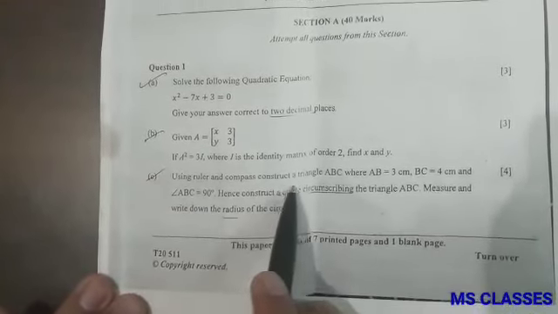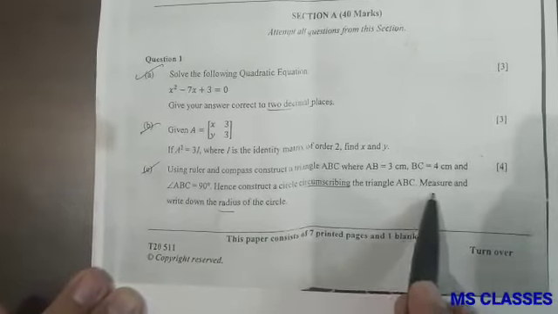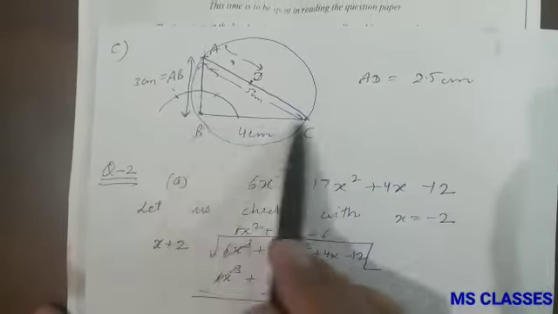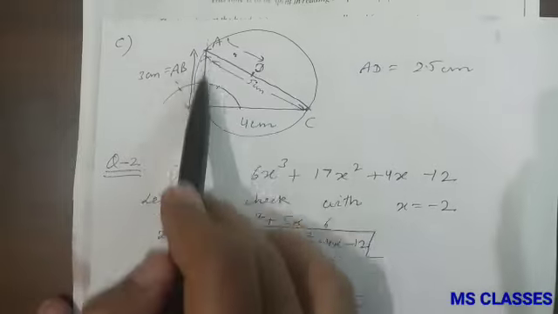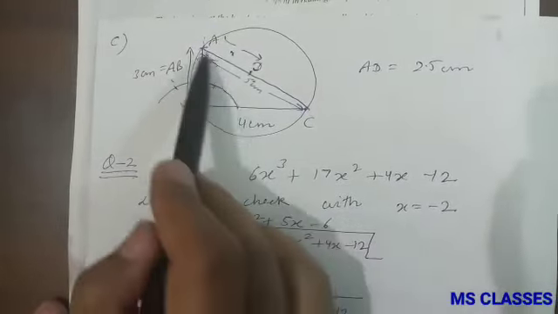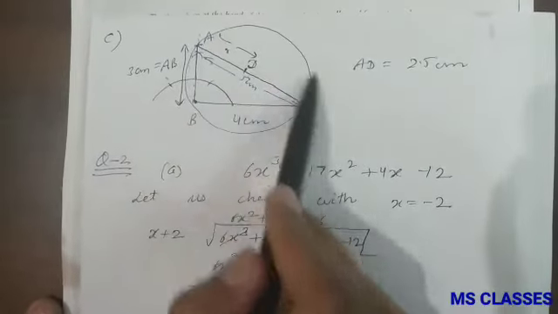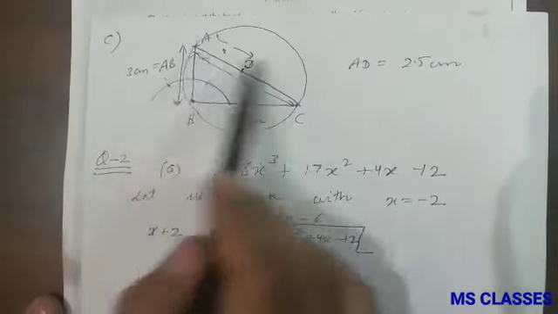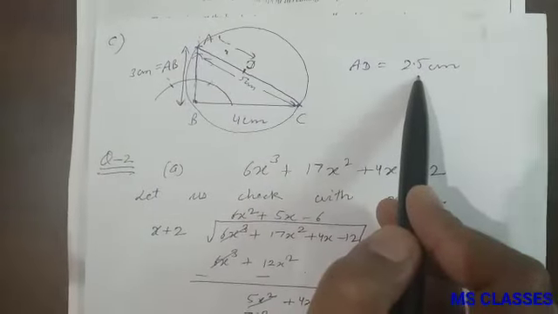Using ruler and compass, construct a triangle ABC where AB is 3 cm, BC is 4 cm and angle ABC is 90 degree, and hence construct a circle circumscribing the triangle ABC. So here you first draw BC as 4 cm, AB, just draw the perpendicular line with a length of 3 cm and join this, that will be 5 cm. So taking this as center, you can draw a circle which will circumscribe this triangle. So from here you can note down the radius, that is 2.5 cm.